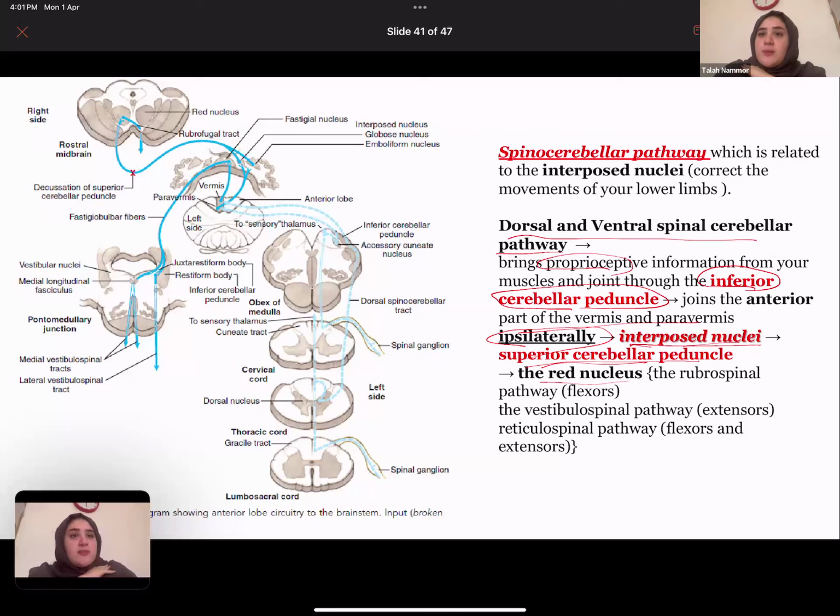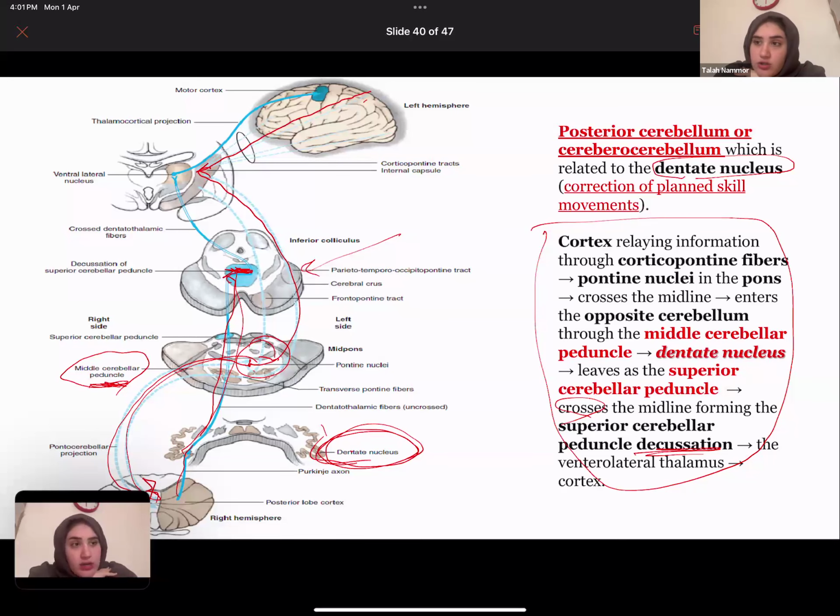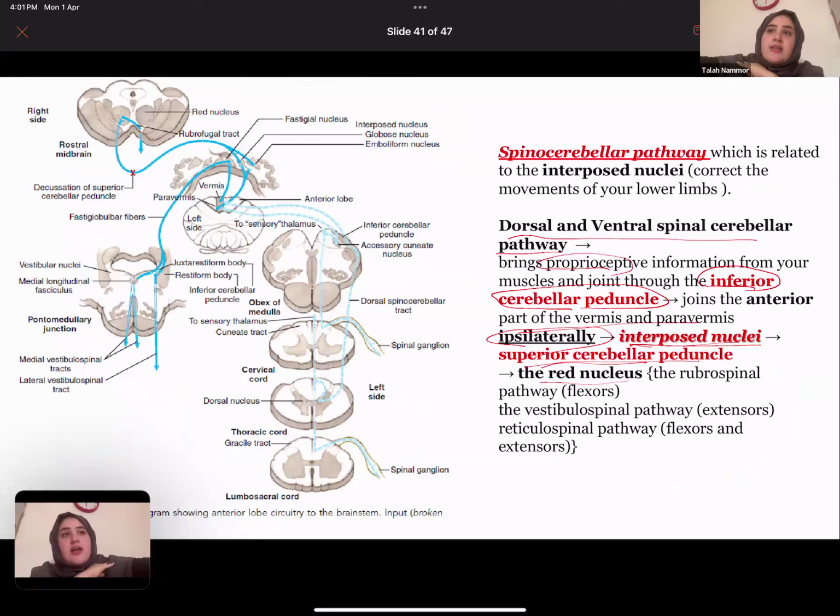The most important thing is that in the spinocerebellar, everything is ipsilateral. So it's going to affect everything ipsilaterally. In the cerebrocerebellum, things were contralateral. Here it's ipsilateral. So it's so easy, guys. The dorsal and ventral spinocerebellar pathways bring all of the proprioceptive information, everything about our muscles, our joints, everything about our lower limbs. They give it to the cerebellum through the inferior cerebellar peduncle. This peduncle stays ipsilateral. It's not going to move anywhere. It's going to go to the interposed nuclei.